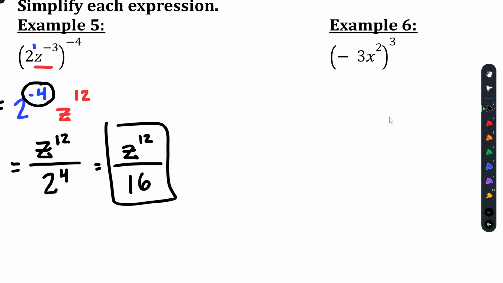In example 6, how many bases do we see? 2 bases. I see the negative 3 and I see the x squared. That means I'm distributing this 3 to both of those bases. The negative 3 to the 1st power to the 3rd power is negative 3 to the 3rd. X squared to the 3rd power is x to the 6th power.